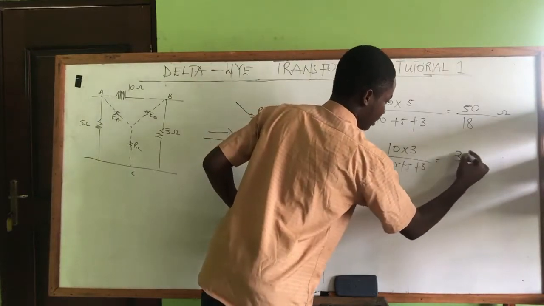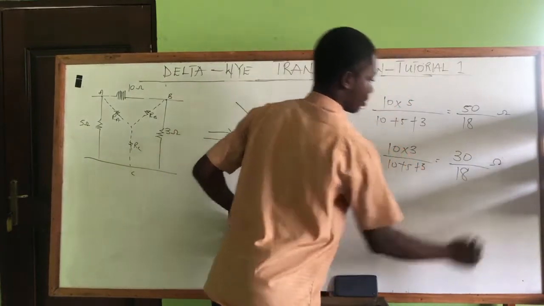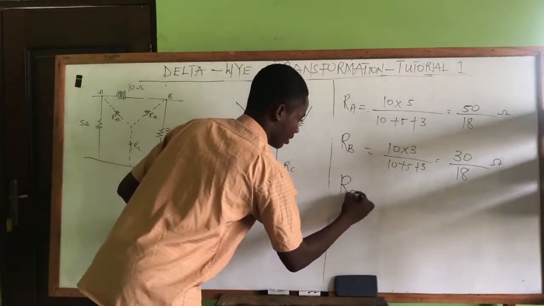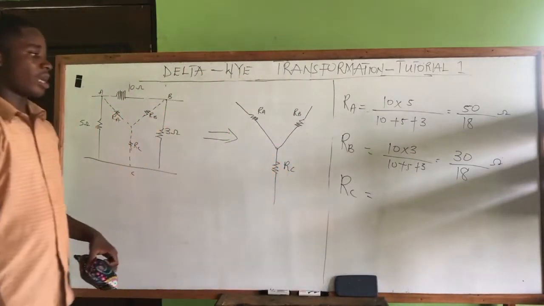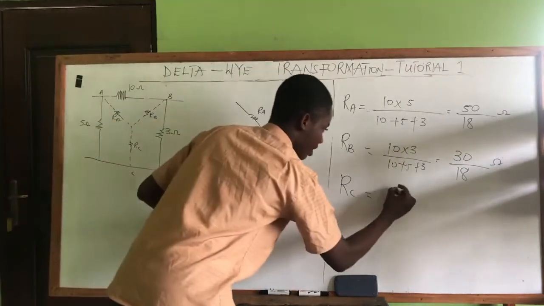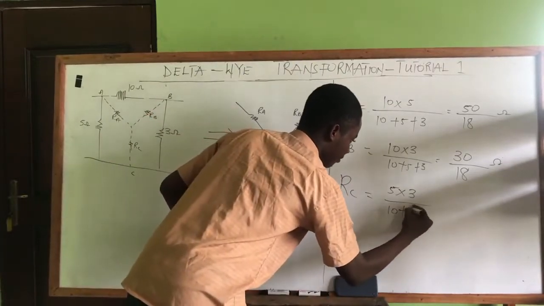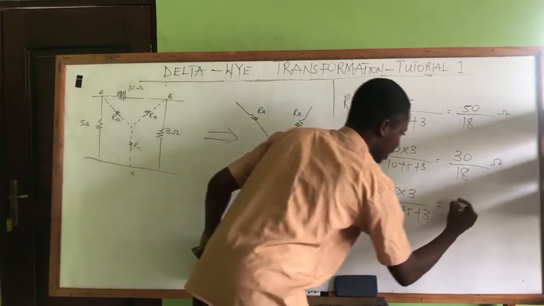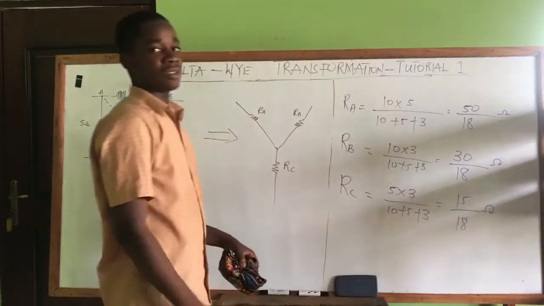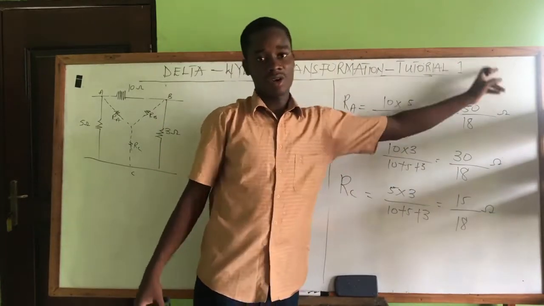So I have 30 on 18 ohms. That's RB. And the last Y network value is RC, and this is RC: 5 by 3 over 10 plus 5 plus 3, giving us 15 on 18 ohms. So these are the Y network values, all three.